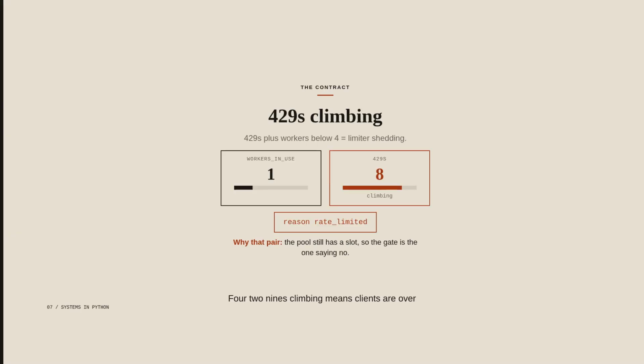429s climbing means clients are over the contract. The bucket waits up to 2 seconds and then refuses. The reason is rate limited. Climbing 429s with workers below 4 means the limiter is doing the shedding. If workers were also at 4, the pool would be in the story too. The limiter is shedding so semaphore 4 can finish the writes it holds.